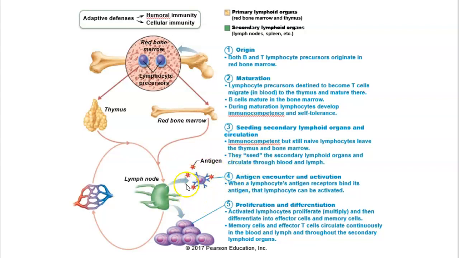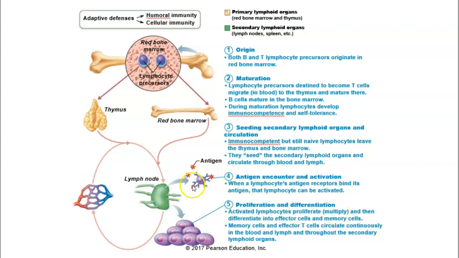Okay, so here is a B cell, and let's say this B cell finds its antigen and binds to the antigen. We say that is the antigen encounter. If the B cell here matches up with the antigen at its receptors, then we say that lymphocyte will go through an activation process. As part of the activation, once that happens, the B cell will start cloning itself. That is the proliferation part. So activated lymphocytes proliferate or multiply.